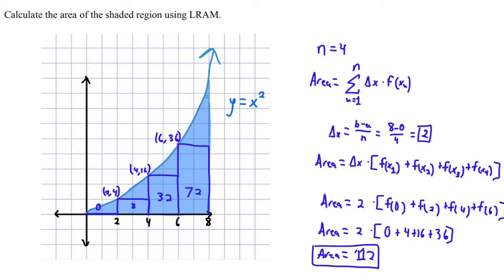Alright, here is a problem solved using LRAM. As you can see in the visualization on the left, the rectangles are very small and do not include a lot of the space of the shaded region.